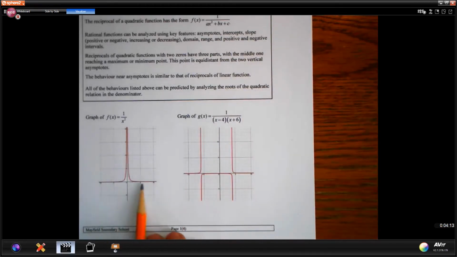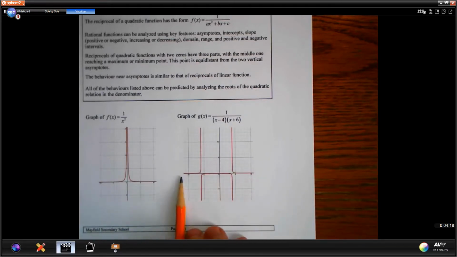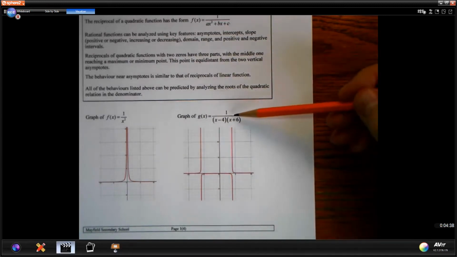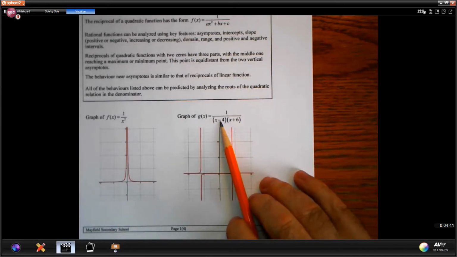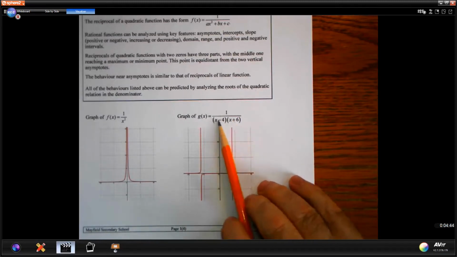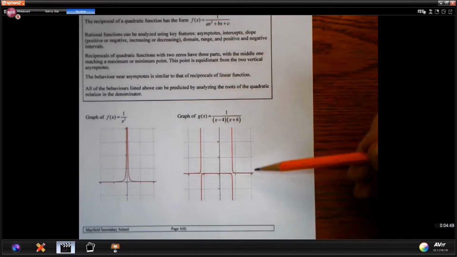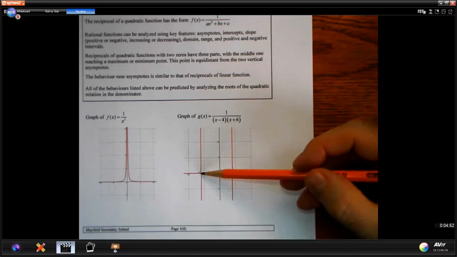You notice in both these functions we still have the horizontal asymptote along the x-axis, y equals 0. And you can see the end behavior for both is the function is approaching that asymptote, y equals 0, as x approaches negative infinity or positive infinity. The big difference here is that the values of x equals 4 and x equals negative 6 will make the denominator 0, and that's going to cause a vertical asymptote at x equals 4 and at x equals negative 6.